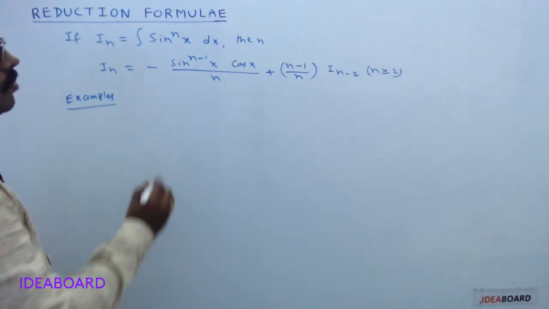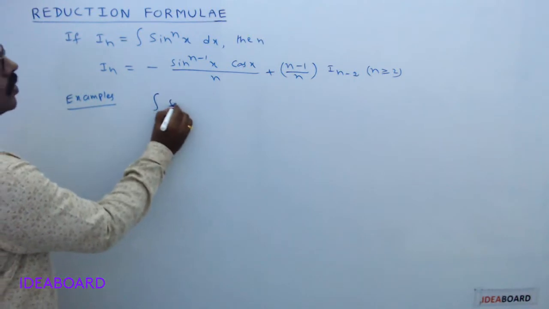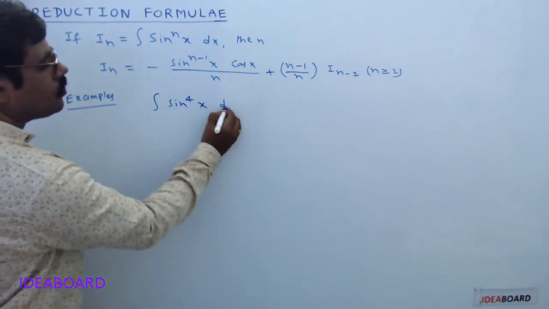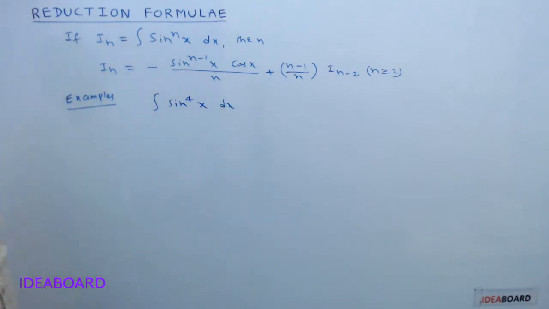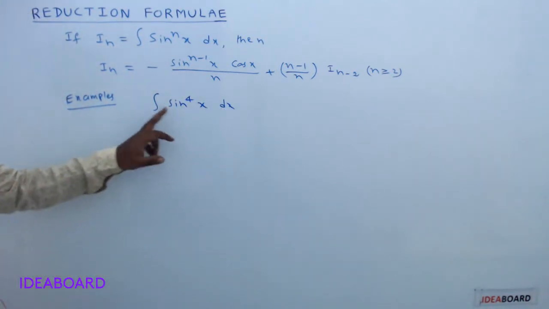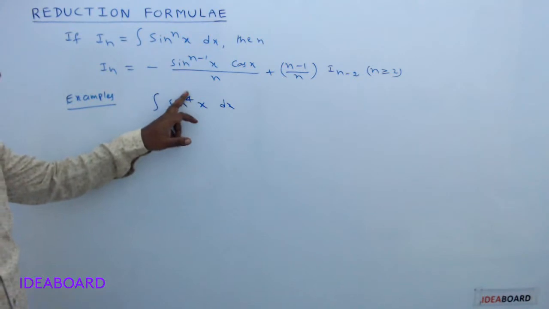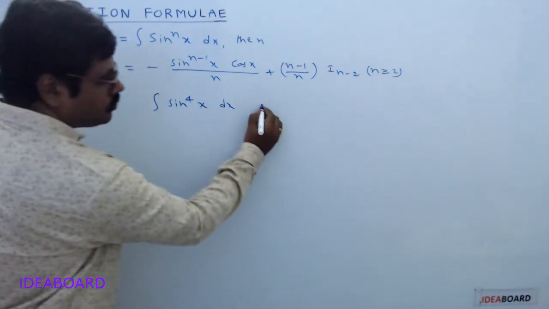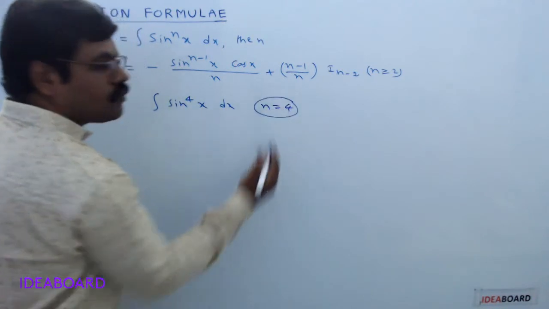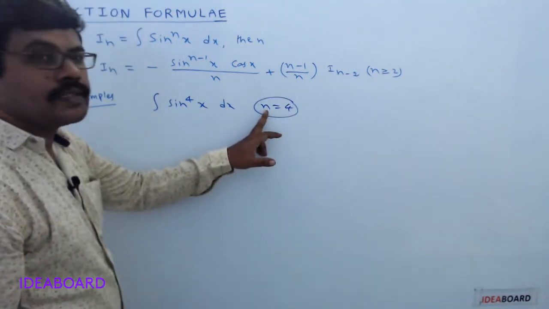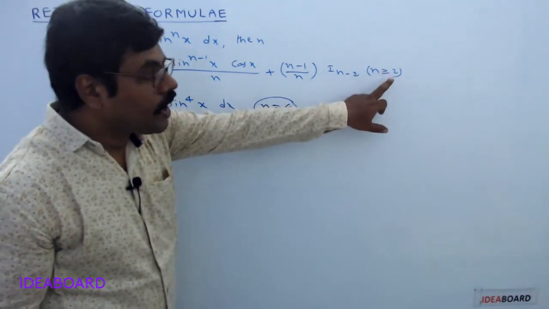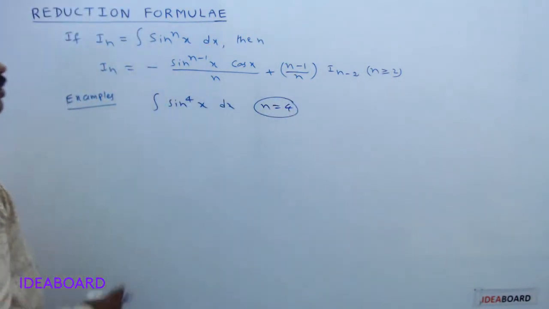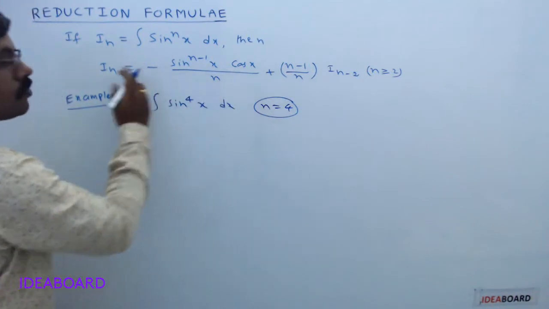Now see one more example. Suppose we need the value of integral sin power 4 x dx. Now this is of the form integral sin power n x dx. What is your n value? 4. If the value of n is equal to 2 or greater than 2, use this formula. So substitute n equals 4 in this formula.